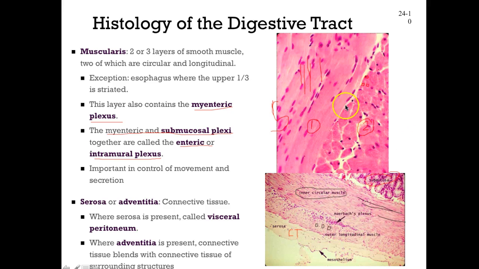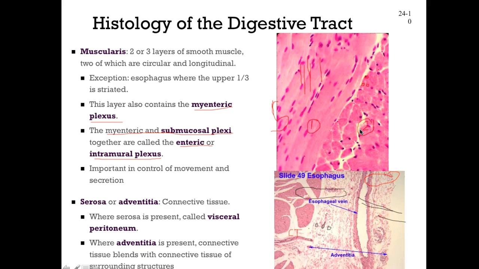Here's another image of what that looks like. So here is your inner circular layer. We see those fibers are going around and across our computer screen, whereas here these fibers are going through your computer screen. This is your longitudinal section. And just some more images here of the adventitia, where you see this in the esophagus.